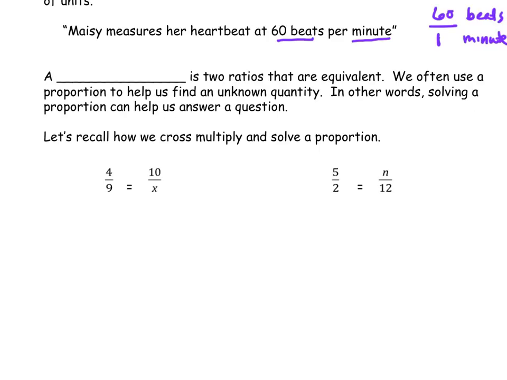Our next definition says a blank is 2 ratios that are equivalent or equal to each other. We often use a proportion to help us find an unknown quantity. In other words, solving a proportion can help us answer a question. So by now you may have guessed that this word that we're looking for is called a proportion. And it's going to help us answer a question.